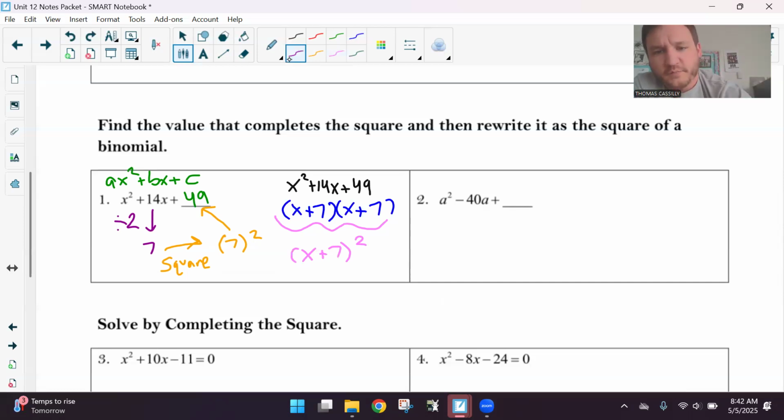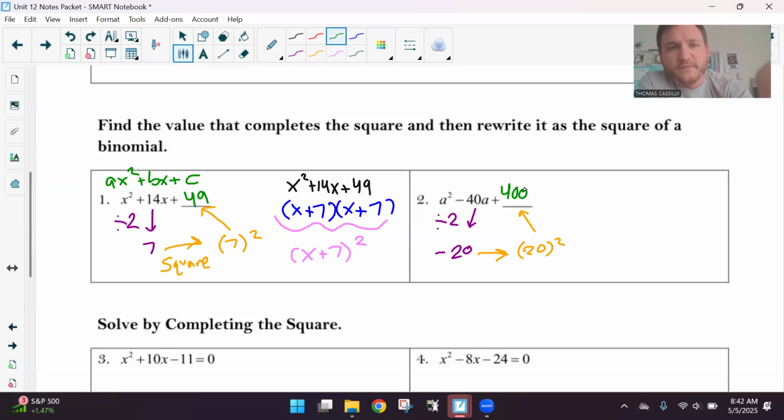First things first, look at that b value. It's a negative 40 this time. So cut it in half. Negative 40 divided by 2 just gives us negative 20. Be careful on those signs. So it's negative 20. The next thing we do is we square it. So we have to do negative 20 squared. What is negative 20 squared? Negative 20 squared is just 400.